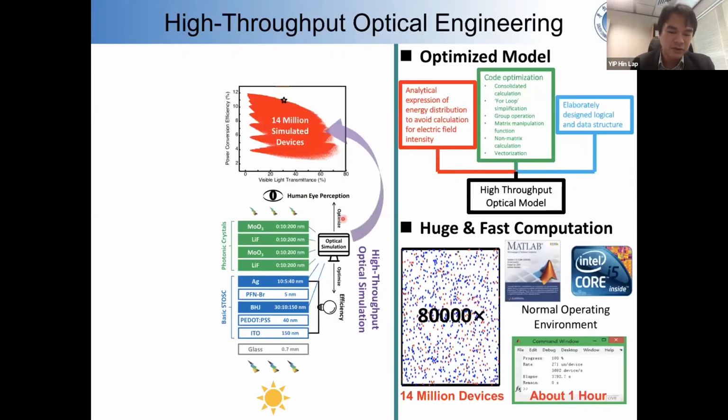So with this high throughput modeling, we are calculating all the different combinations of the device, giving out the performance and also the transmittance relationship. We calculate more than 40 million devices in 1 hour. So it gives you the curve. Whatever is on this curve gives the best combination of the efficiency and also transmittance.